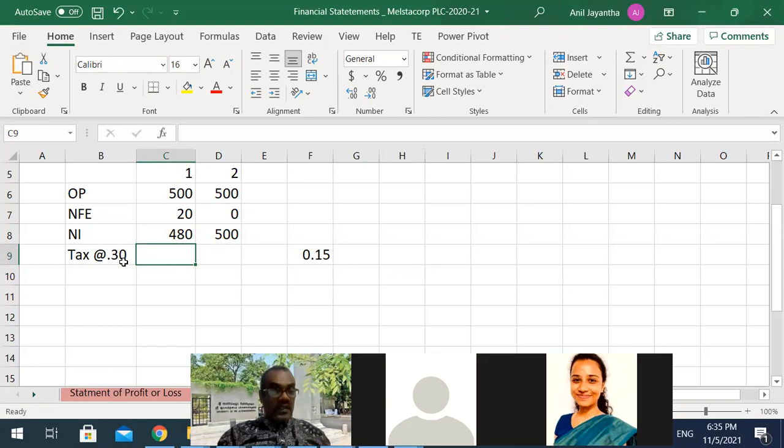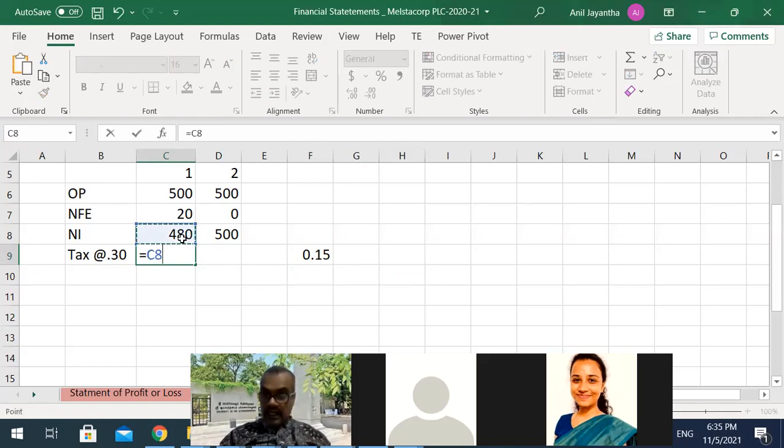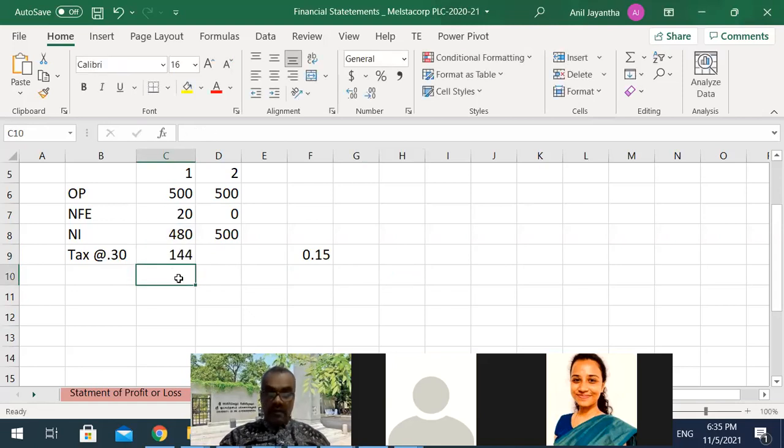I'll come to this. Assume the tax rate is 30%. Therefore, this is the tax: 144. And here, if you look at these two figures now, these two companies had the same profit.